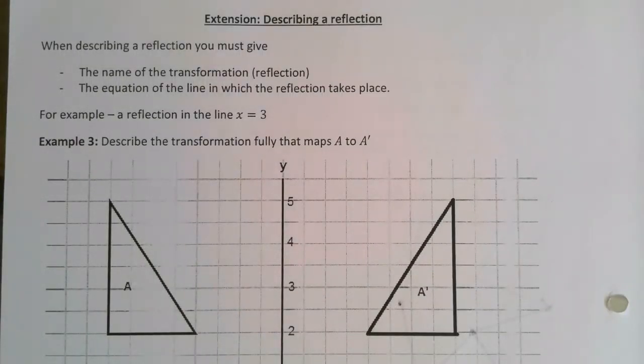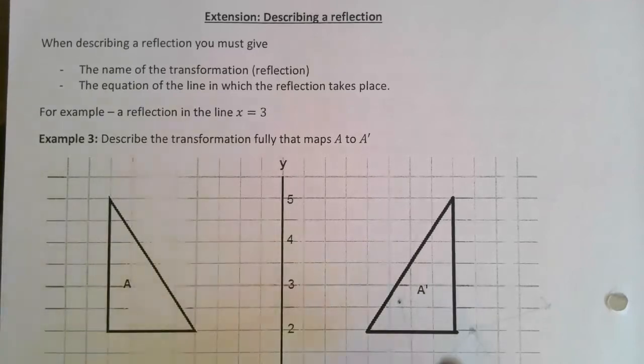3.6 in your notes, which is the extension material on last lesson's work. So if you remember last day we were doing some reflections, so you were either given the reflection line or you had to draw it in and then you had to reflect the shape. So questions like this are ones where they give you the original shape and they also give you the reflection, and you have to figure out where the reflection line actually is.